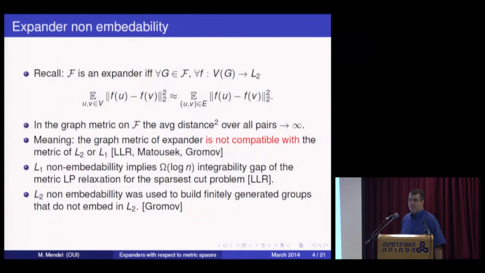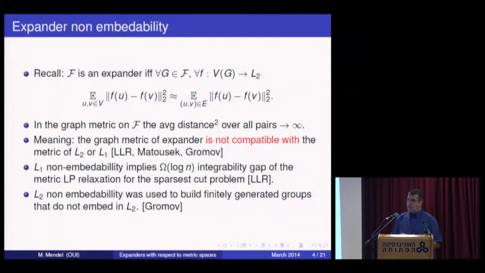So here is the first application of this approximate equality, for non-embeddability. This is the approximate equality that we saw before. For any mapping into Hilbert space, the average over all pairs and the average over edges is roughly the same. Now, if you think about it, it says that the shortest path metric on expanders is not compatible with the metric of Hilbert space. It cannot be embedded in Hilbert space.